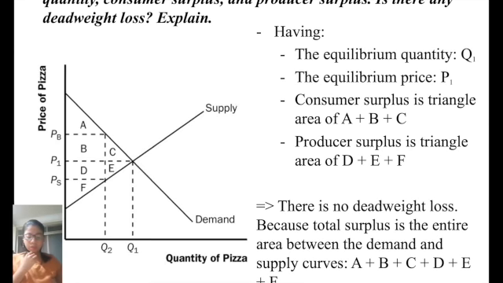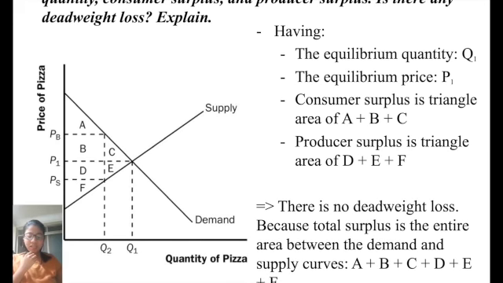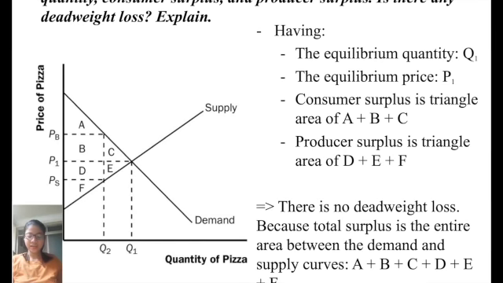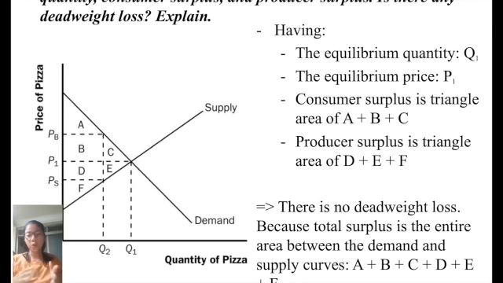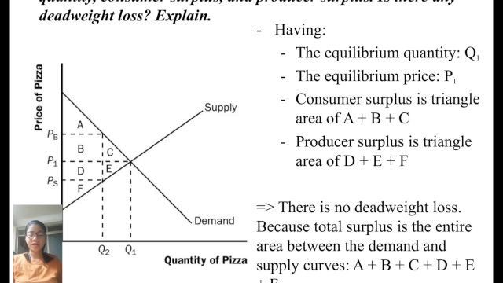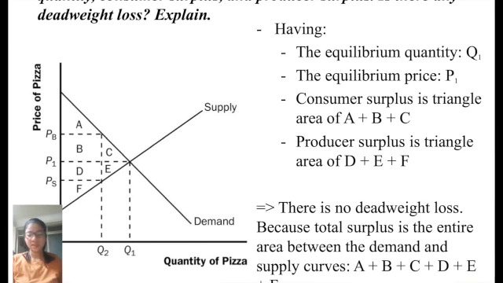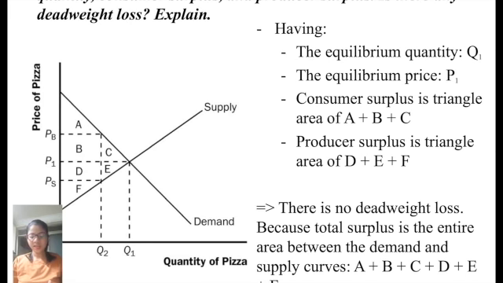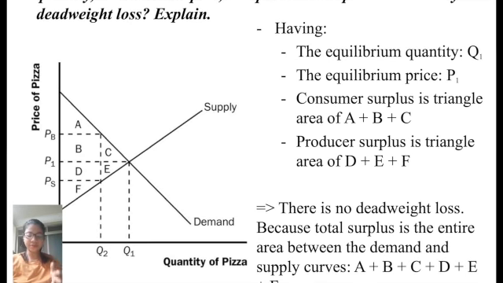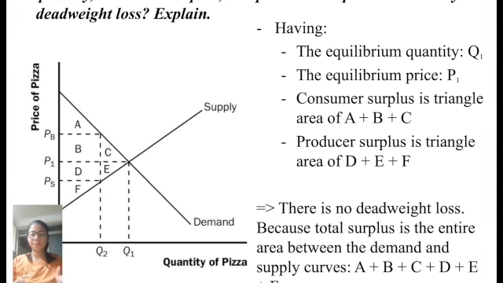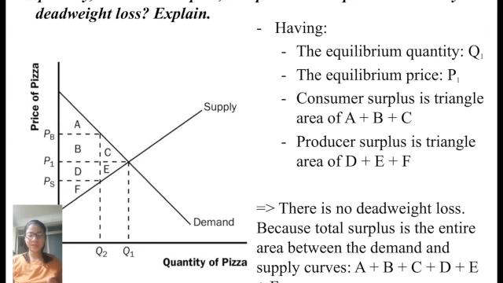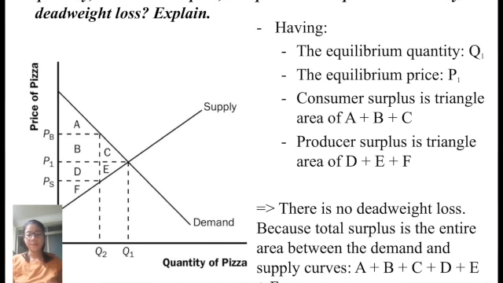In conclusion, as you can see through the figure, there's no deadweight loss because all the potential gains from trade are realized. Also, the total surplus is the area between the demand and supply curves. It means it is the area of A plus B plus C plus D plus E plus F.